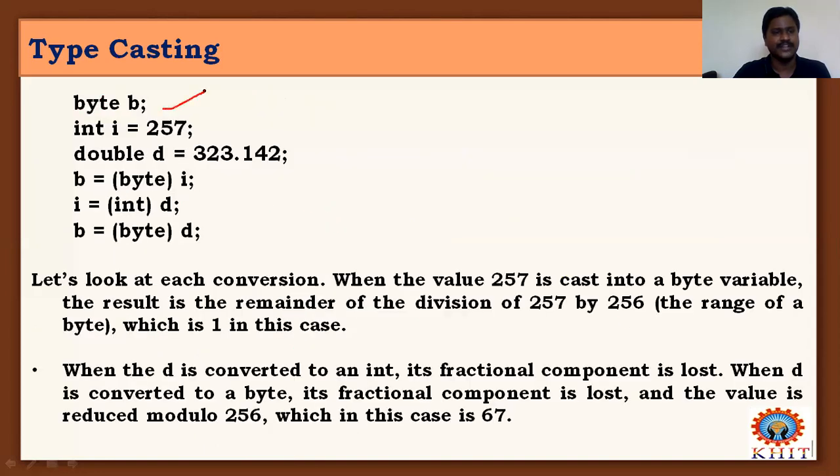Another example: I have a byte variable b and an integer variable i equal to 257. So here I am performing casting, assigning an integer value to a byte. It saves, and what does it display on the screen when we try to print the b value? A byte variable can hold only minus 128 to 127, but how does it hold 257?